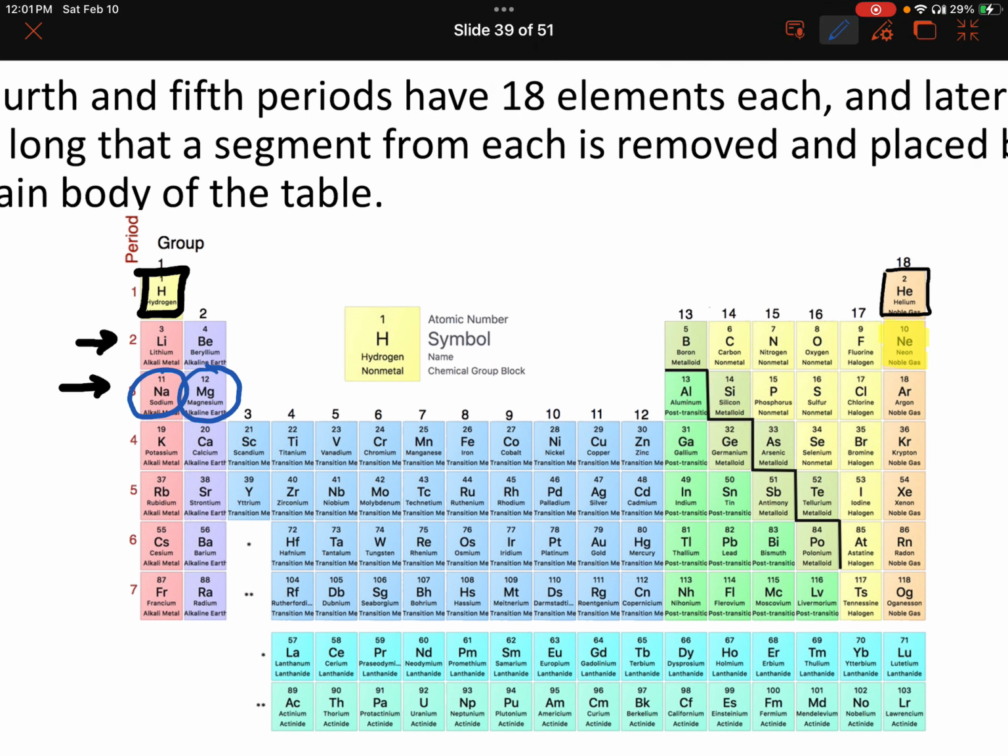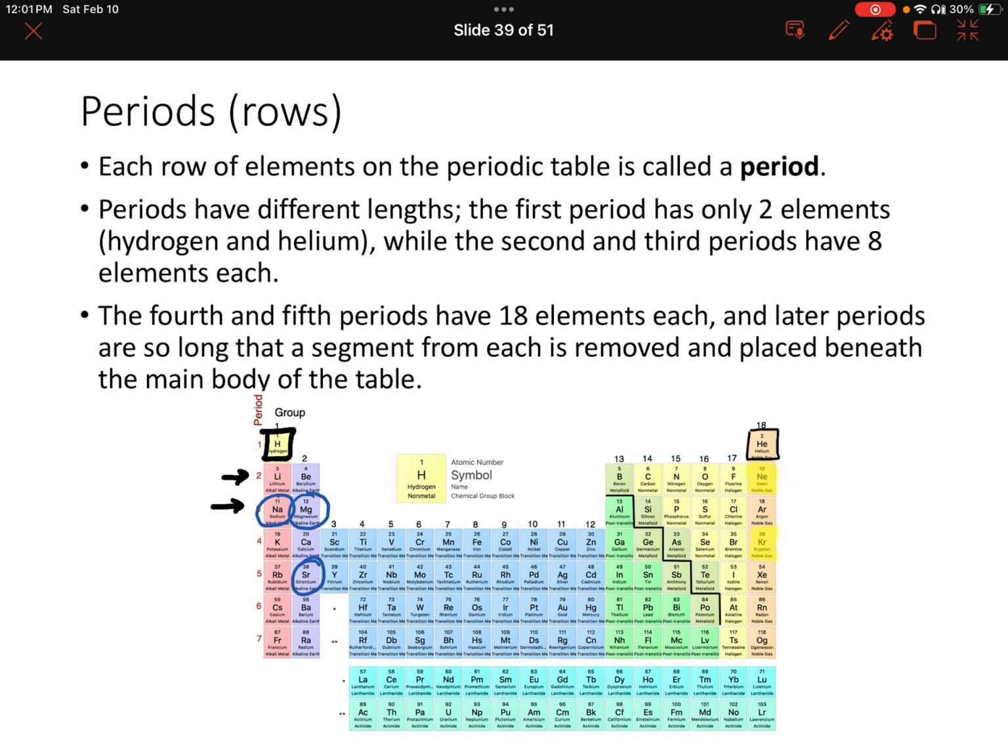So let's say, just for example, that we wanted to write the abbreviated configuration for strontium down here in row 5. So we would go up one row to row 4 and all the way over to the end, and that would give us krypton. So krypton would be the abbreviation we'd use in the first part of strontium's electron configuration, if that makes sense. All right, so I just wanted to visually show you what's going on there.